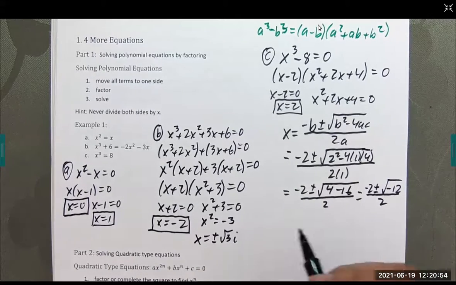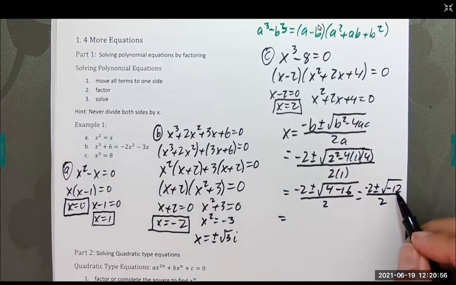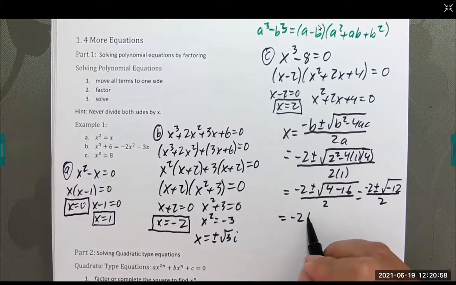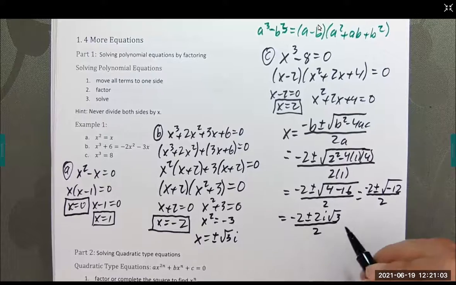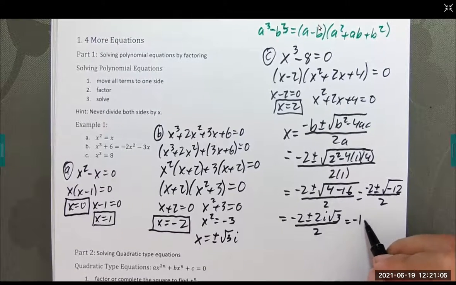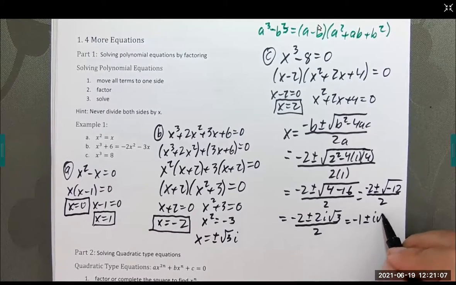Now you'll notice I have a negative under the radical here, and I'm going to simplify it. So -2 plus and minus 2i root 3 over 2. Factor a 2 out and reduce it. I get negative 1 plus and minus i root 3.